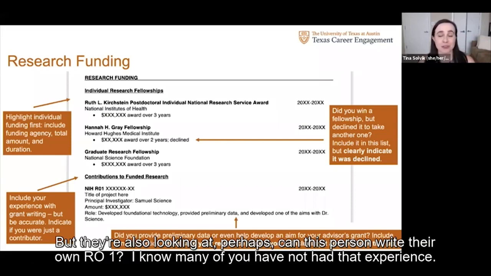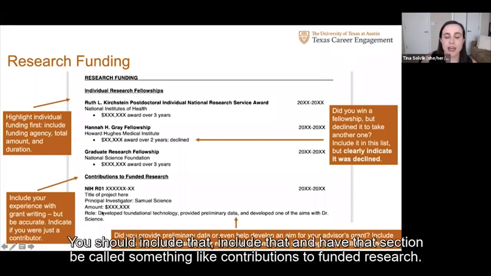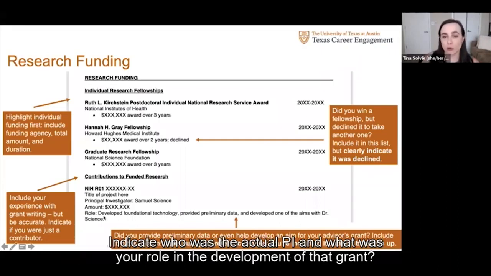But did you contribute to your advisor's R01 submission process at all? Did you develop the preliminary data? Did you help come up with one of the aims? Did you even write some of the material that was submitted? You should include that and have that section be called something like Contributions to Funded Research, making this title extremely clear that this is not your R01, but you have been involved in an R01 grant writing process before, and indicate who is the actual PI on the R01 and what was your role in the development of that grant.